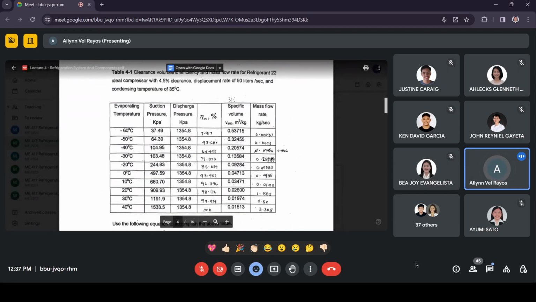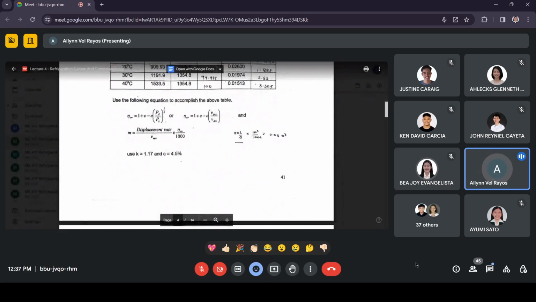Same ba yung value na nakuha nyo sa lahat ng mga nandito sa table or merong mali? Same lang po, ma'am. Okay. So, let us now proceed.